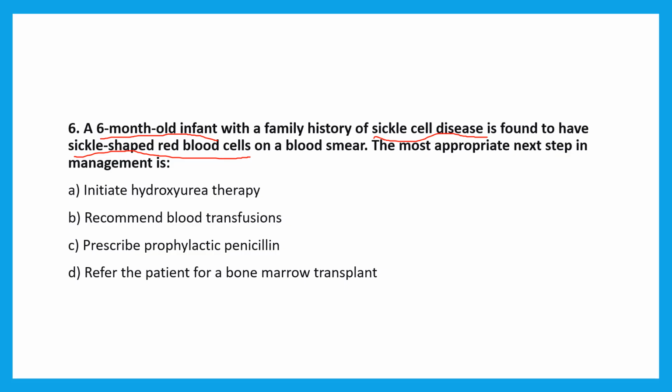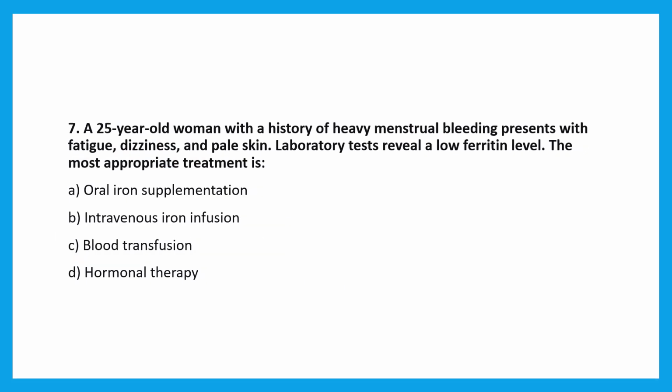Why is that done? To prevent life-threatening pneumococcal infections, right? So in this case, this is actually the most critical next step, and therefore we get C to be the correct answer. Prescribe prophylactic penicillin to prevent life-threatening pneumococcal infections, as I've said. That's the correct answer on question number 6.